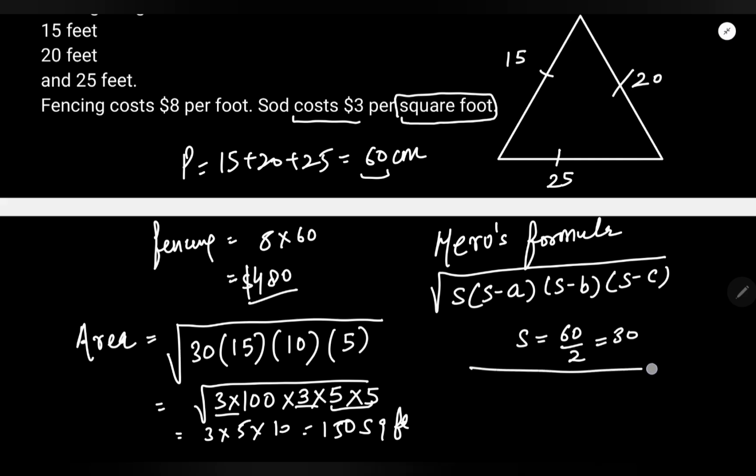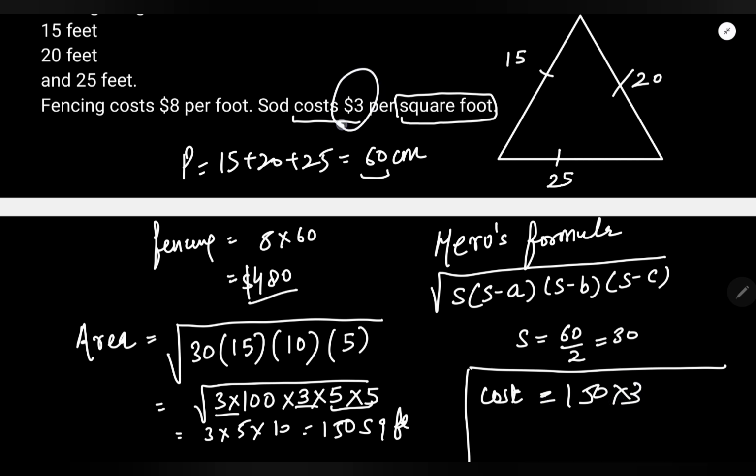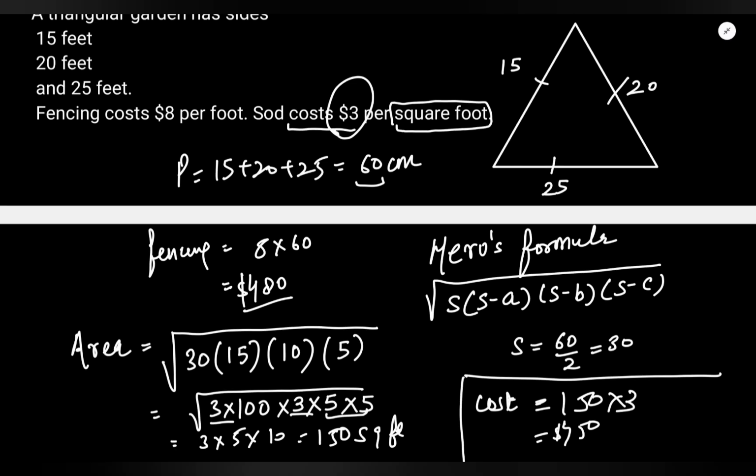Now we need to find the cost. Cost is 150 times 3, because it is $3 per square foot. So this is $450. This is $450 for sod. And for fencing it is $480. So I hope you understood this complete package.